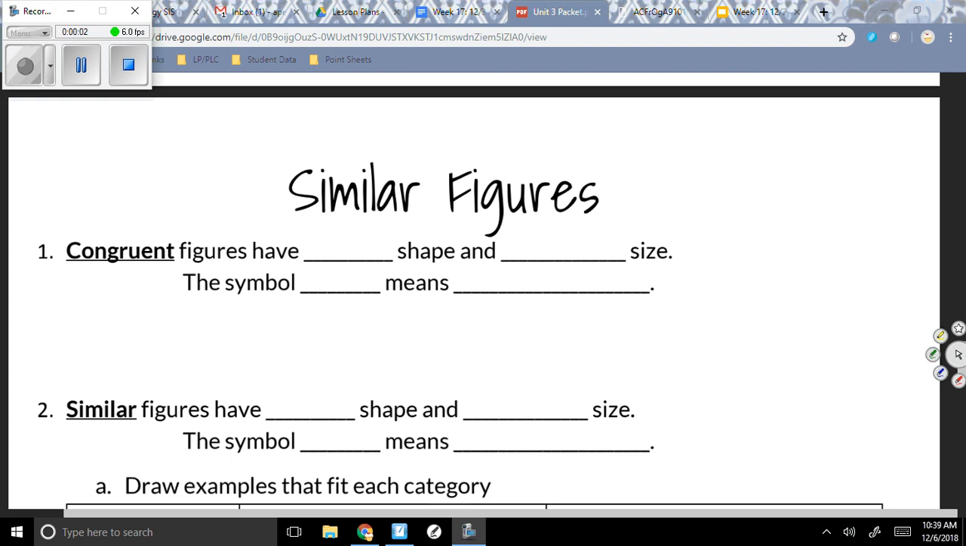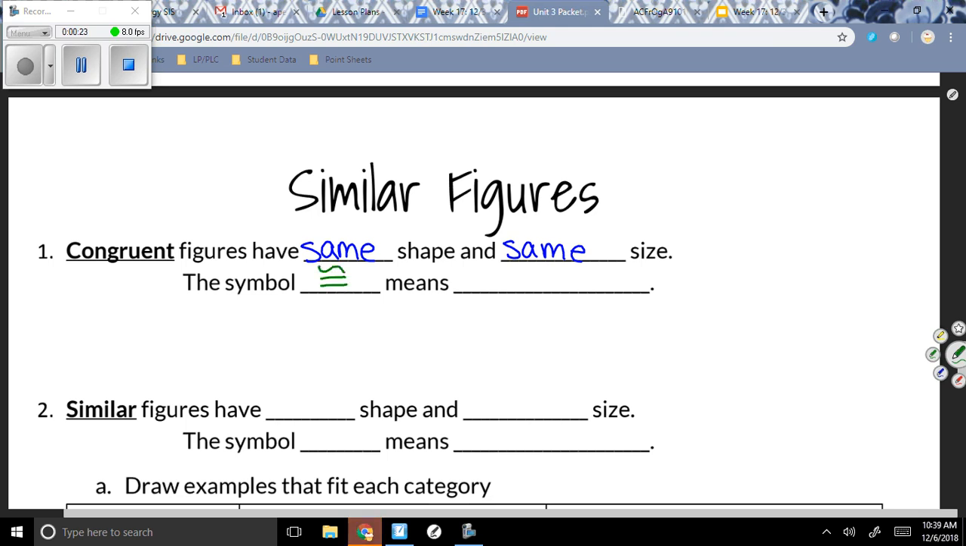All right, today we are taking notes on similar figures. The first thing that we're going to talk about are congruent figures. So congruent figures have the same shape and the same size. So you're going to fill in those blanks in your notes. So if they have the same shape and same size, they're exactly the same figure.